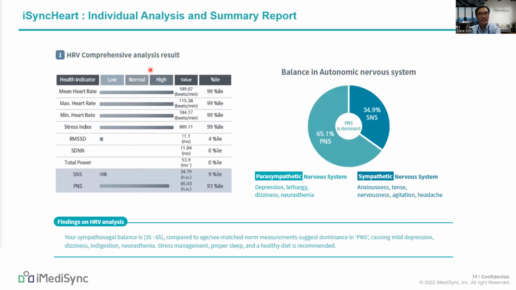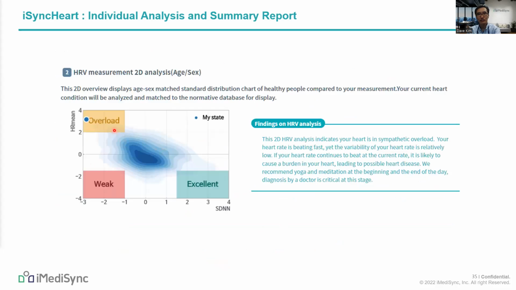In this case, the HRV summary report shows the percentile value compared to the iSyncHeart normative database. In this case, the stress index is very high. In HRV parameters, SDNN, RMSSD, and total power are at very low percentiles. For PNS and SNS activity, in this case PNS dominates SNS activity. Generally, this shows a very unhealthy autonomic function. This 2D chart shows this subject in the overloaded status.